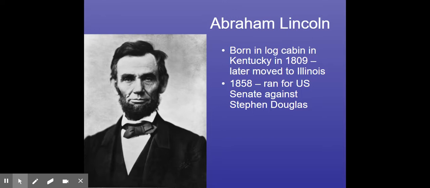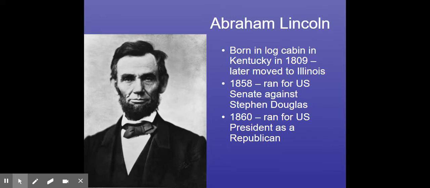Douglas is going to win that Senate seat in 1858. Lincoln, though, is going to be the rising star in the Republican Party. And in 1860, he runs for president on the Republican ticket. And of course, he wins that election. He becomes president of the United States. That's going to lead to South Carolina seceding, and that's going to set the ball rolling for the Civil War.